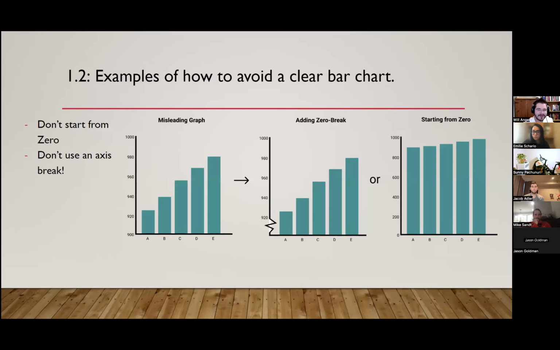A second example of how to avoid doing a clear bar chart. In this case, if you want to make it clear, start from 0 or add a 0 break so that people can see that it's not actually a trend like that. So if you want to do it correctly, add a 0 break or start from 0. If you want to create a misleading graph, which will make your presentation worse, then definitely choose your axes very carefully to show exactly what you want to show.